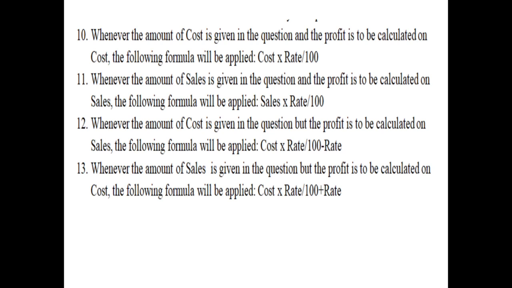Point number 10, whenever the amount of cost is given in the question and the profit is to be calculated on cost, for example cost is given as 50,000 and the question says that the gross profit will be 10% of the cost, and the profit is to be calculated on the cost only, then it is very simple.